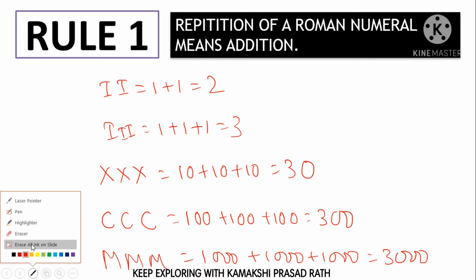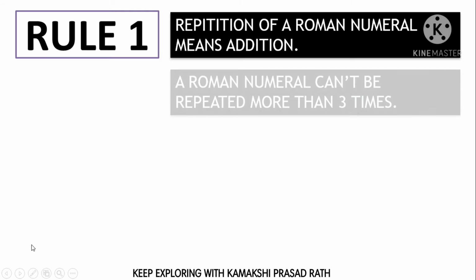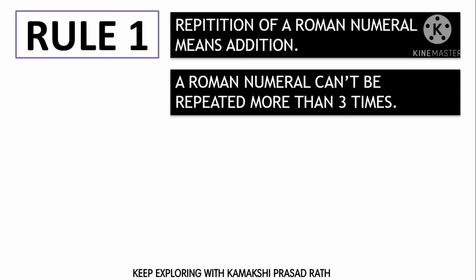But here we have to say that a Roman numeral cannot be repeated more than 3 times. That means, suppose I want to write 4, I cannot write IIII. Or if I want to write 40, I cannot repeat like this. For this we have some separate rules, so we'll see in the further video. So always remember, we cannot repeat it more than 3 times.